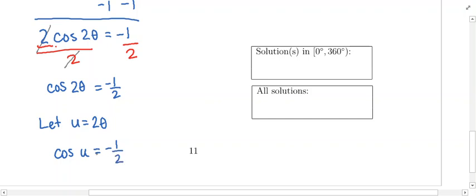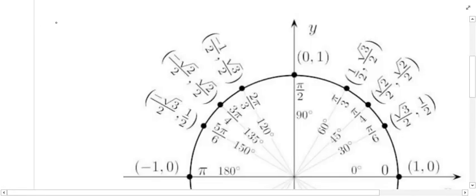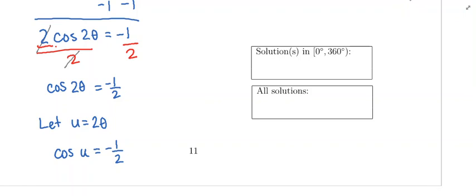So I need to go to my unit circle and find an angle that has a cosine of negative 1/2. When you go to your unit circle, we are going to look for an angle whose cosine is negative 1/2. Let me double check that I wrote that correctly. And yes. All right, so here we go.